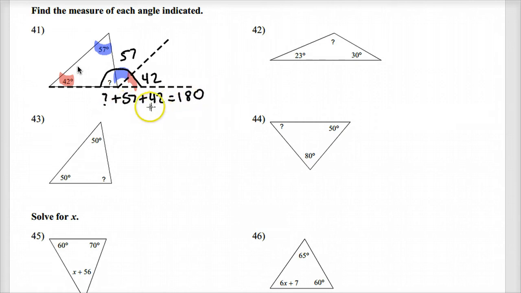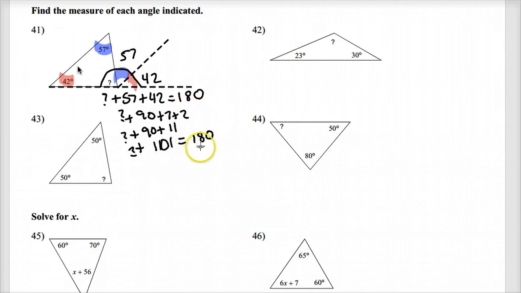Excellent. So 5 and 4, that makes 90, plus 7 plus 2. 7 and 2 makes 11. So that's going to give me 101, plus the question mark. I'm forgetting the question mark. Question mark equals 180. So now altogether, that means that the question mark is 79.